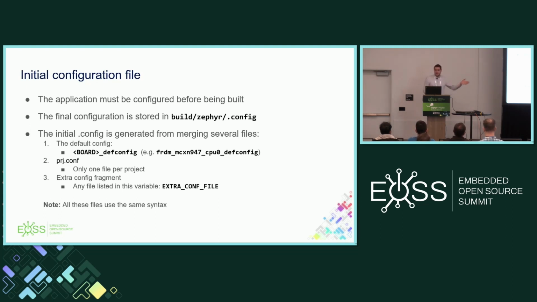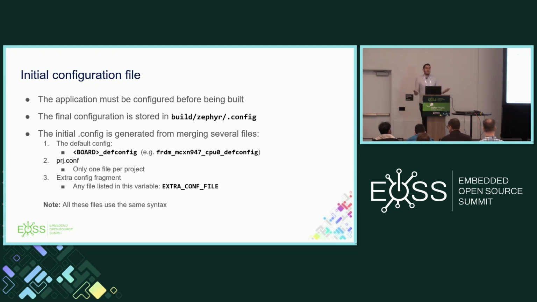So let's take an example here coming from the Freedom MCX board. Freedom MCX something _defconfig. Each board has one defconfig, it is going to find it, and it is going to merge it with other config files. The other config file is the project.conf. Project.conf, one file per project, is going to be merged. You can keep it empty, by the way, no problem.